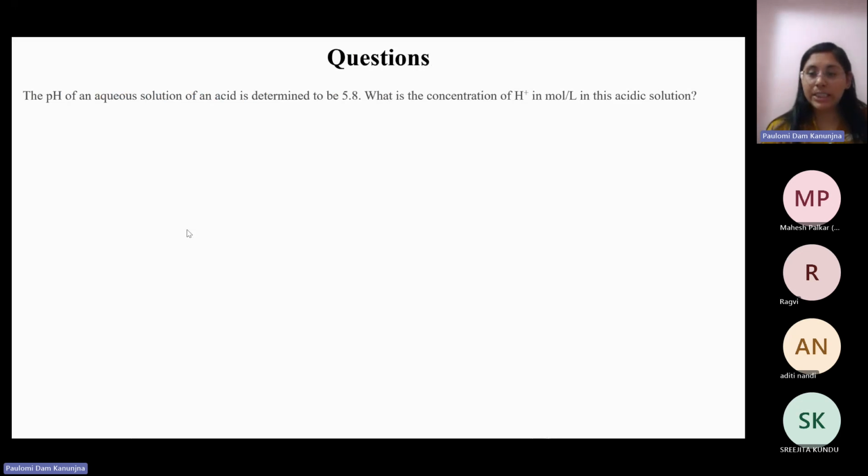Okay, I see people are still attempting. So I will wait for a few more minutes and then we will look into the answer, which is basically one simple formula, but it's better to attempt and then look into the answers.